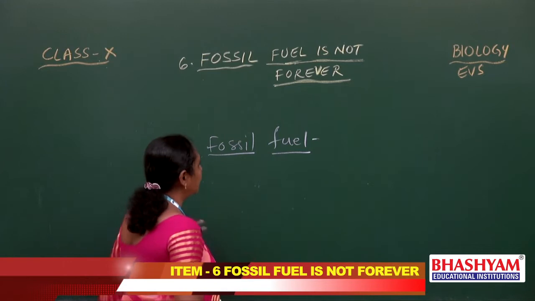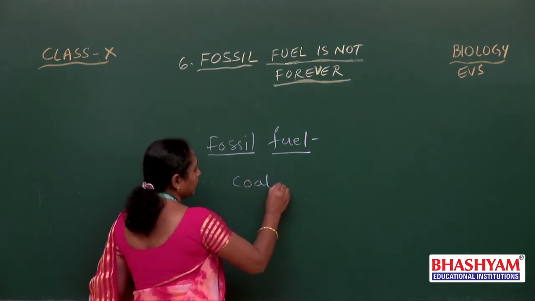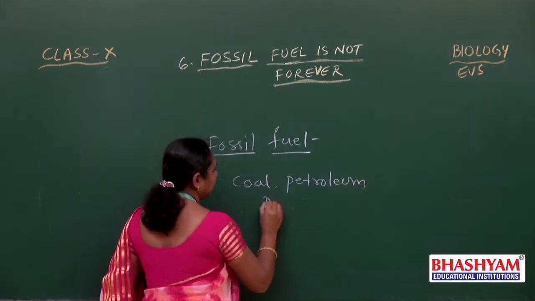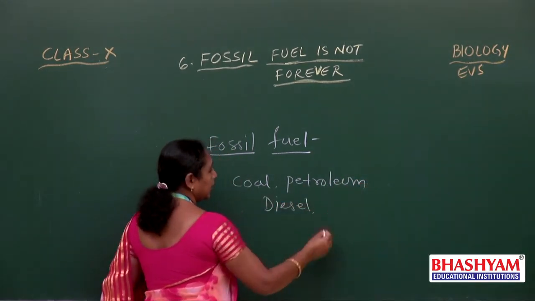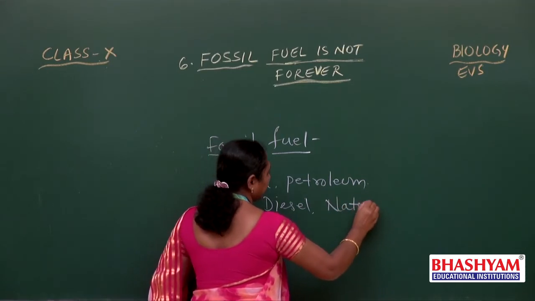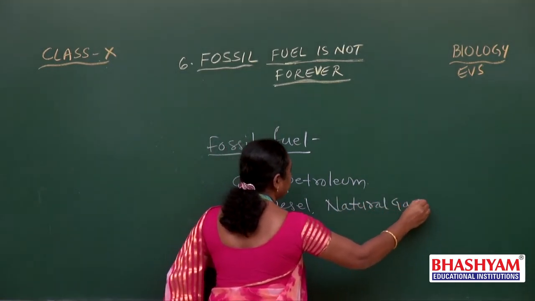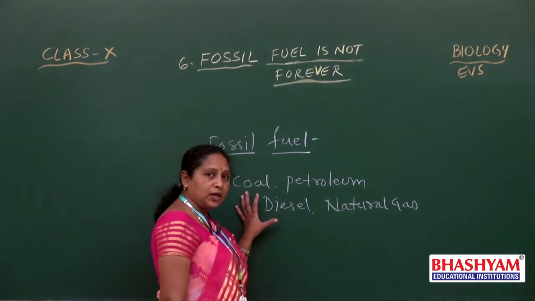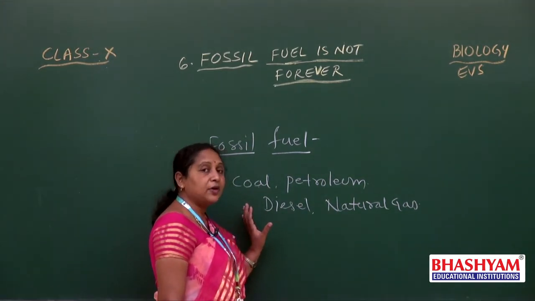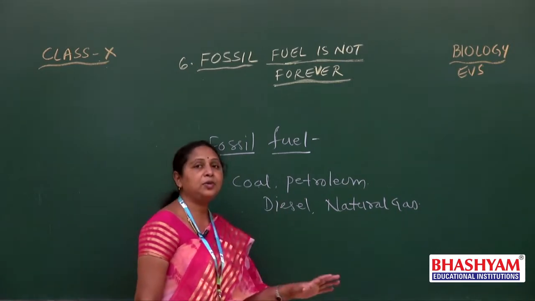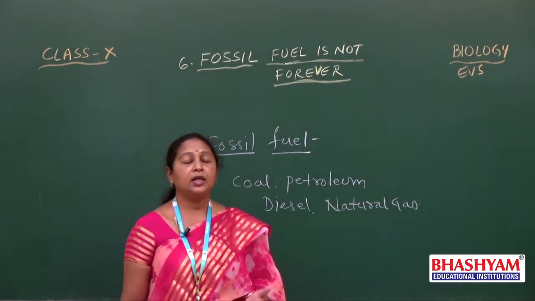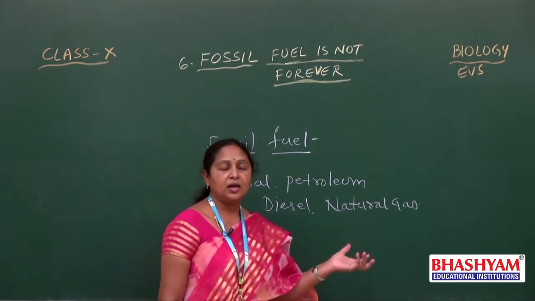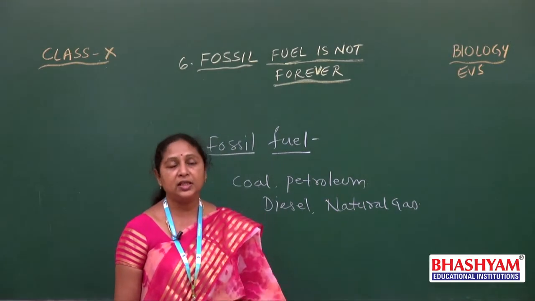The examples of fossil fuels are coal, petroleum, diesel, natural gases. So these are the examples of fossil fuels. These products help to produce energy in huge quantities. So this is one of the best energy-producing materials.